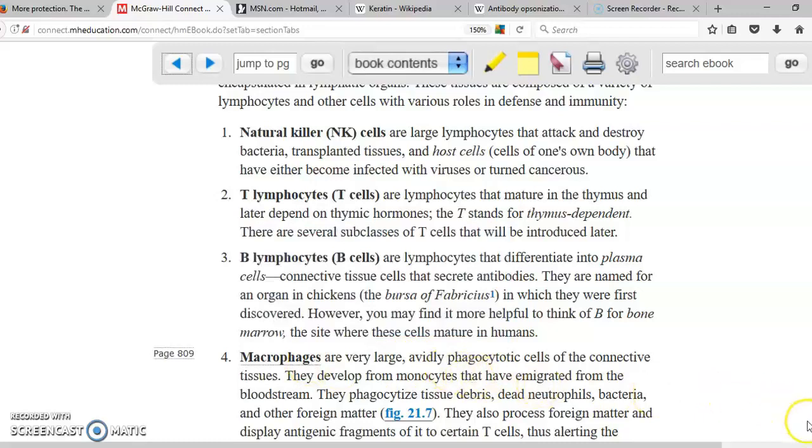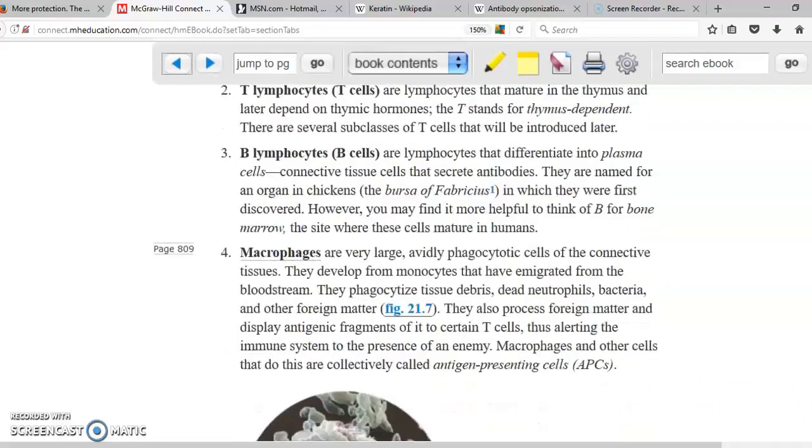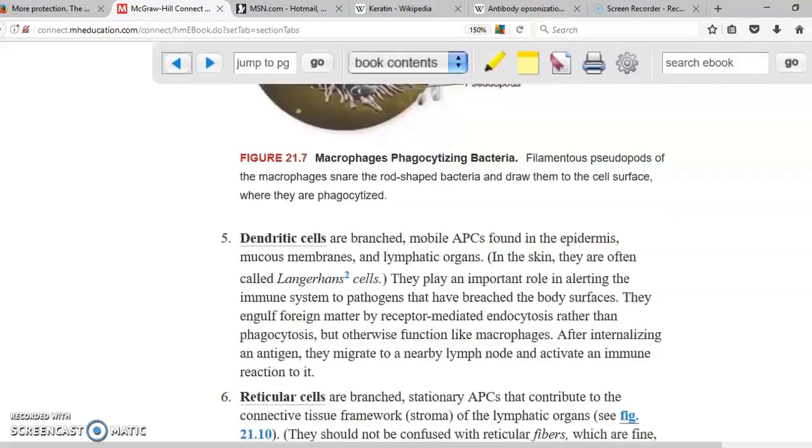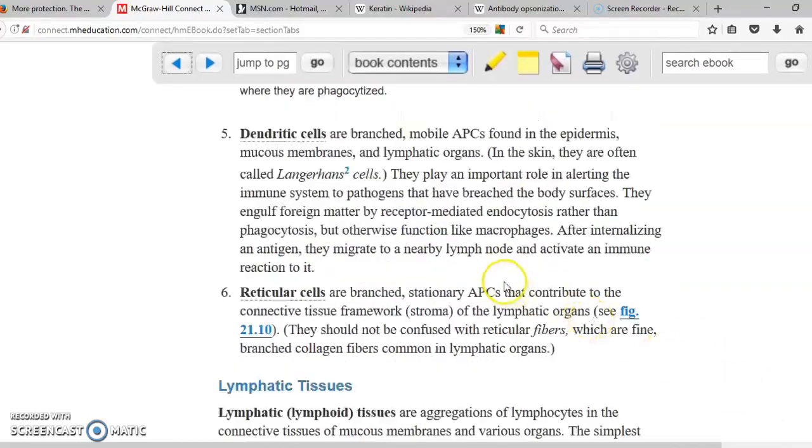Macrophages are phagocytic cells. When the monocytes come out of the bloodstream, they will turn into macrophages. Keep scrolling down. We have dendritic cells. Dendritic cells belong to the APCs. APC stands for antigen presenting cell. They have a very important job regarding immunity. Reticular cells, those are also antigen presenting cells found in other areas of the body, in particular connective tissue framework, such as for example the one found in some of the lymphatic organs.